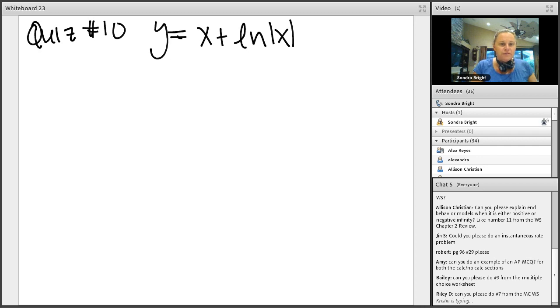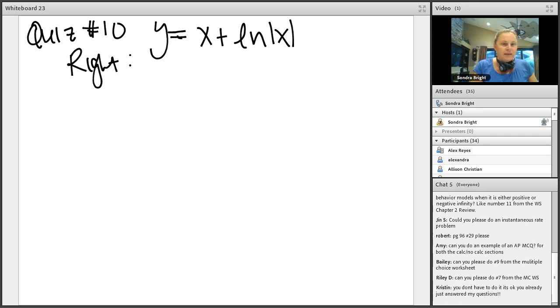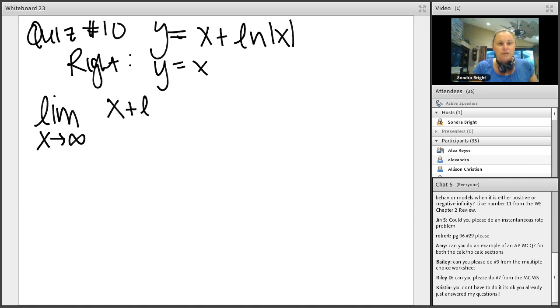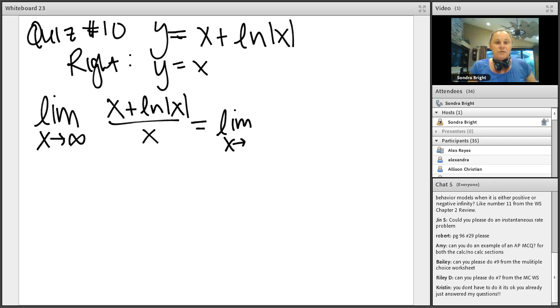All right, so here's the original function, and we are saying that the right end behavior model is y equals x. And we say use limits to prove this is true. So you need the limit. If we're doing the right-hand side, you go as x goes to infinity of your original function over x, and then you're going to simplify this, write the limit as x goes to infinity. You will lose points if you're not writing the limit as x goes to infinity on every step.